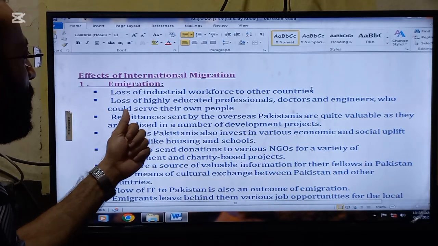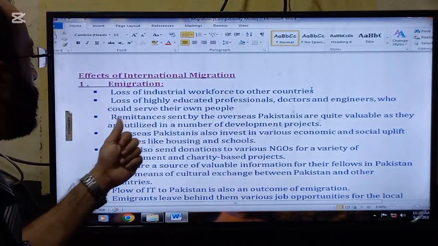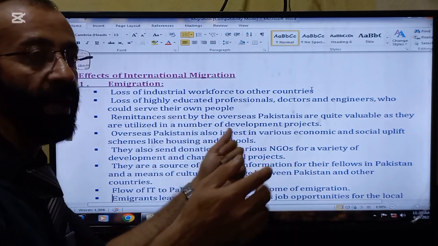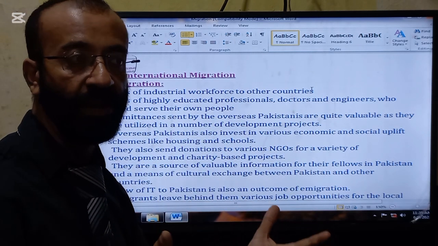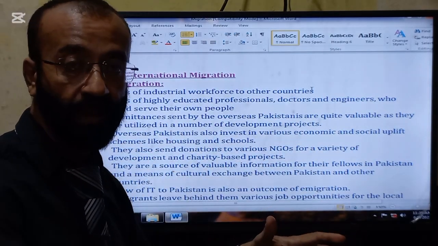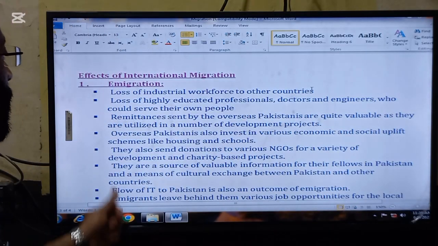Number two, loss of highly educated professionals, doctors and engineers who could serve their own people. So this is another effect. The doctors and engineers and highly skilled professionals who can serve their own people are going out. So this is another effect.